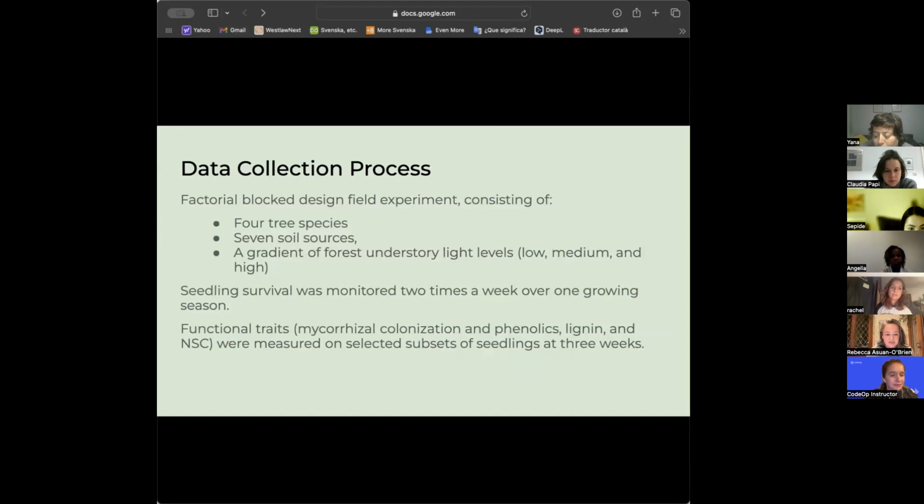The data collection process of the field experiment consisted of the 4 tree species, which I'll talk about in a little bit, 7 different soil sources, a gradient of different light levels, because the scientists that conducted the experiment and us were interested in how light levels would affect seedling survival. And then they monitored the seedlings 2 times a week over 1 growing season. And they looked at different functional traits of the seedlings and measured them and investigated how those affected whether they survived or not.